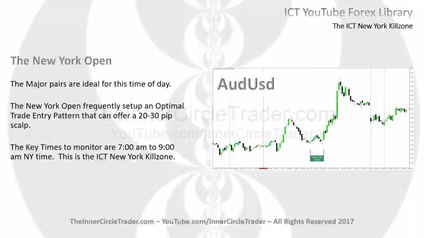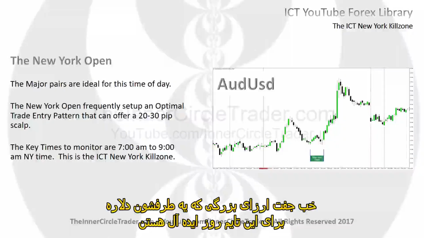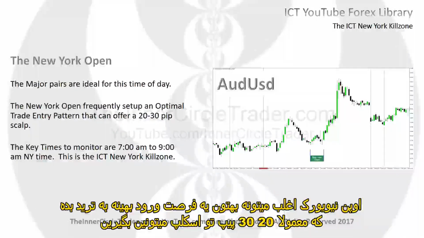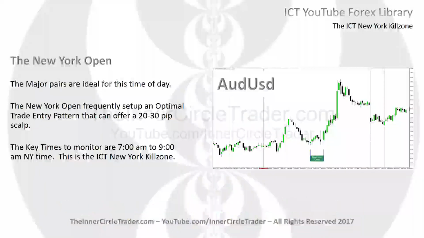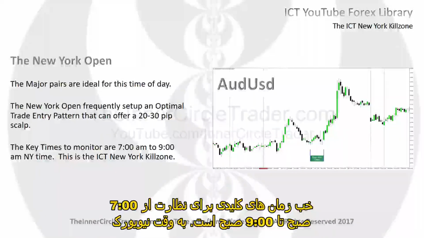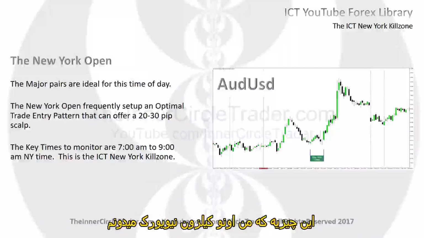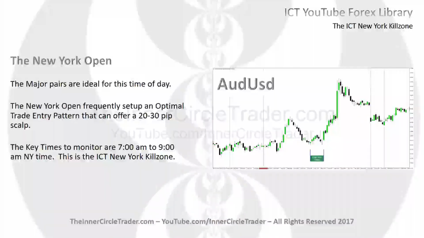Okay, the New York Open. Now, the majors that are coupled with the dollar index, or the dollar, that to me is the ideal pair for this time of day. The New York Open frequently sets up an optimal trade entry pattern that can offer 20 to 30 pips as a scalp. Now, the key times to monitor are 7 a.m. to 9 a.m. New York time. This is what I refer to as the classic ICT New York Open kill zone.